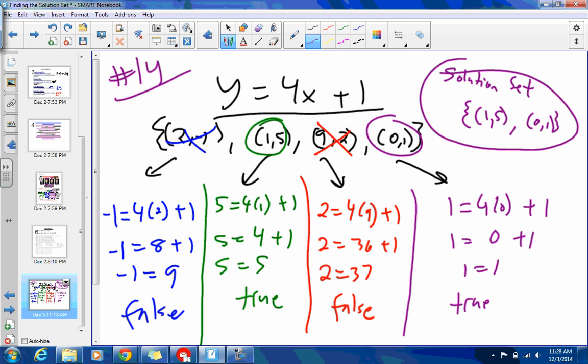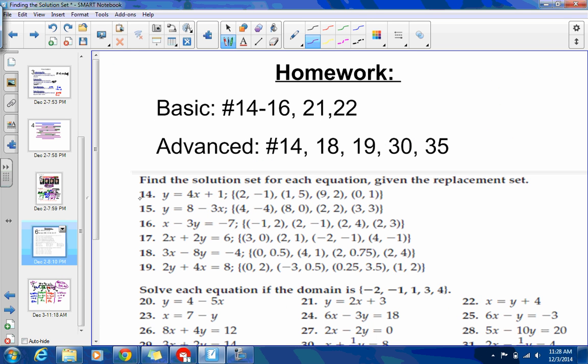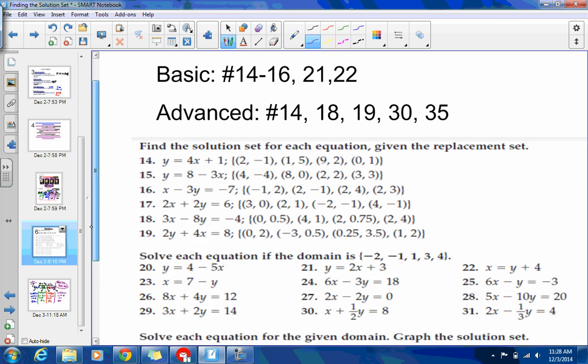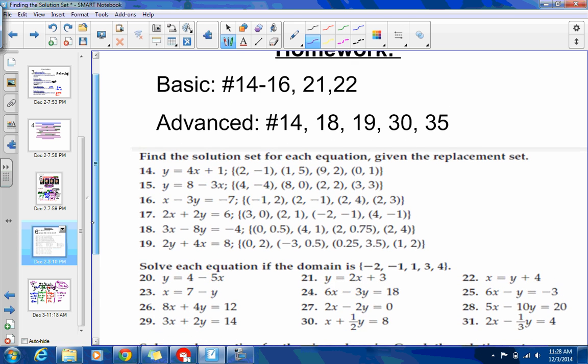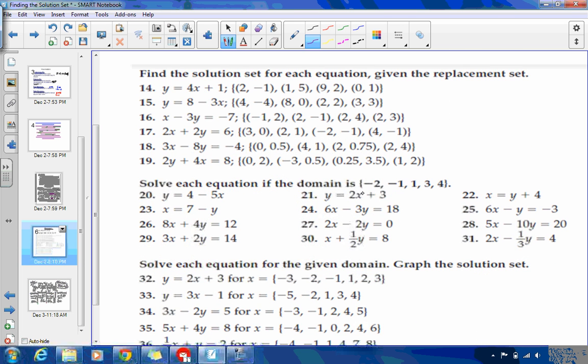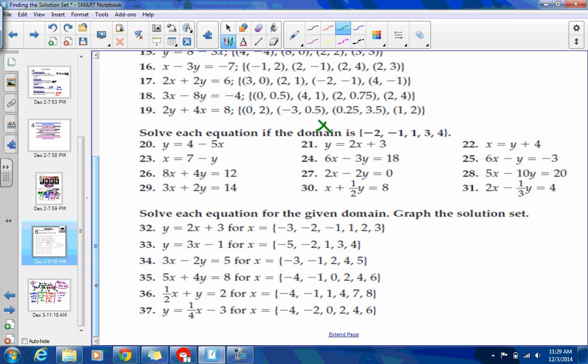So that's what you would do for the other parts in part 1. If you're doing 14, 15, 16 for the basic, or if you're doing 14 and 18 and 19 for the advanced, same steps. Going to numbers 21, 22. This one you're given the domain, which is the x values. Make a t-chart and you find the range, the y values. If you're down here, same thing. You're given the domain. You have to find the y values for 35 if you're doing that one.